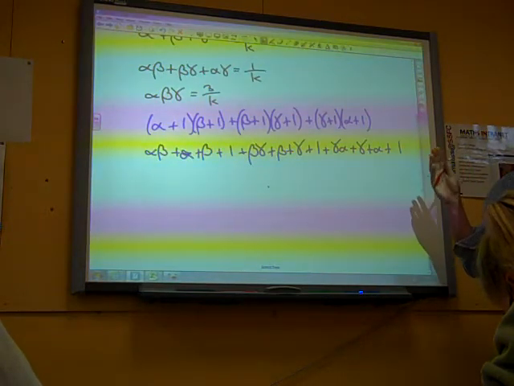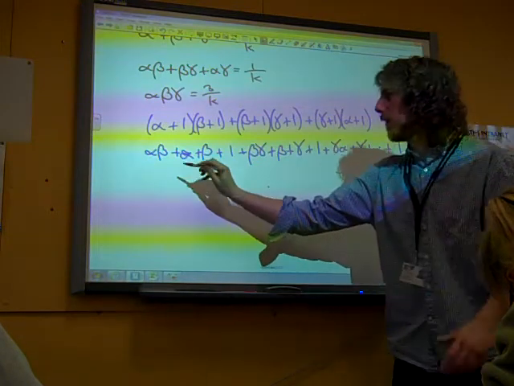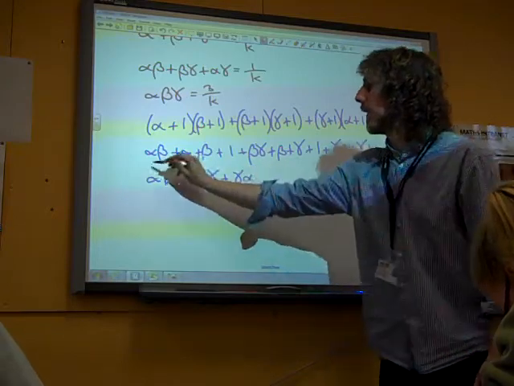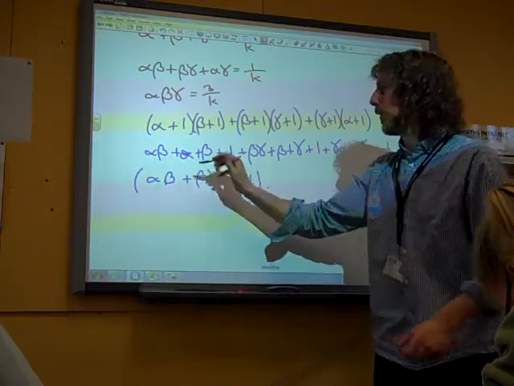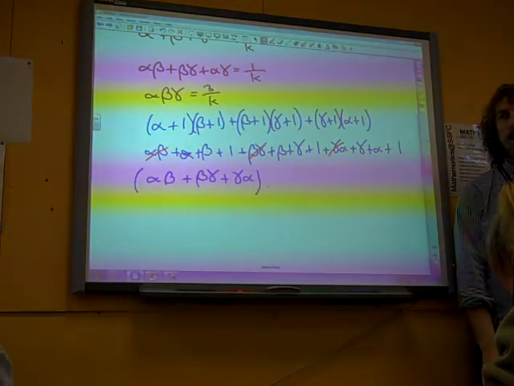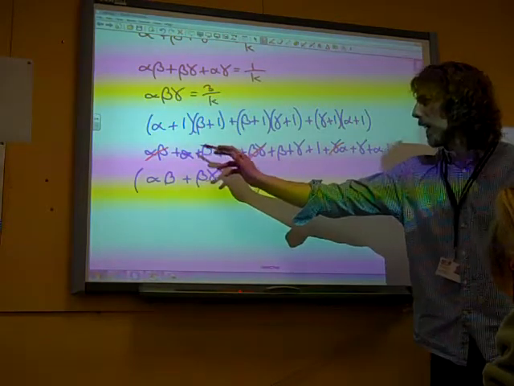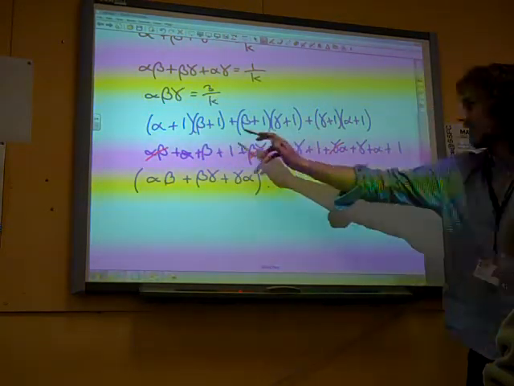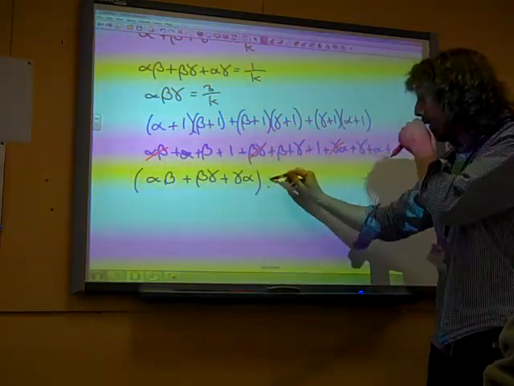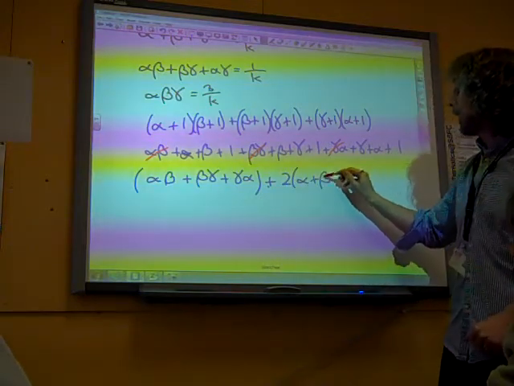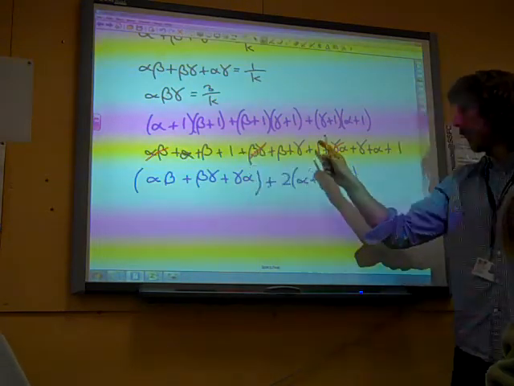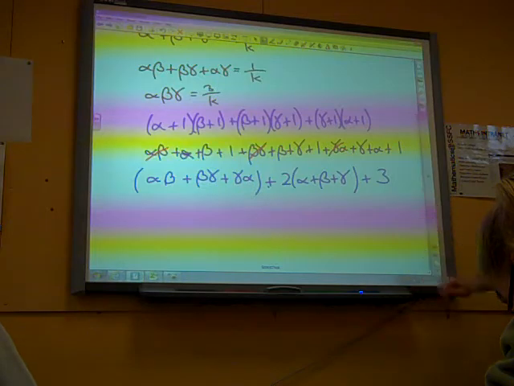Now if I put these together into things that I know about, look, I've got alpha beta, beta gamma, and gamma alpha. Those 3 terms collected together. And then look what else I'm left with. I've got alpha there, and there's an alpha over there as well. I've got beta there and there, and gamma there and there. So I've got 2 of each of alpha and beta and gamma. And I've also got 1, 2, 3 hanging around the end.